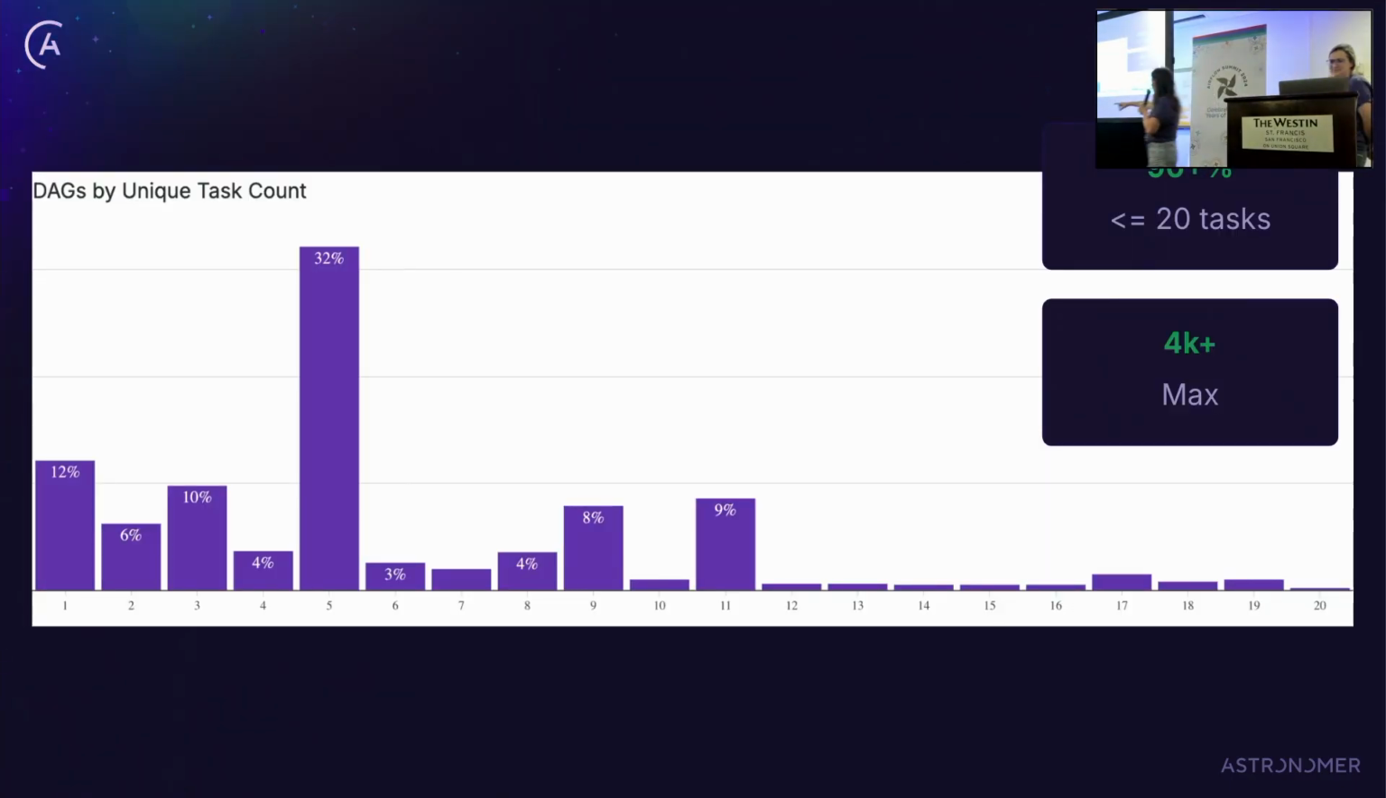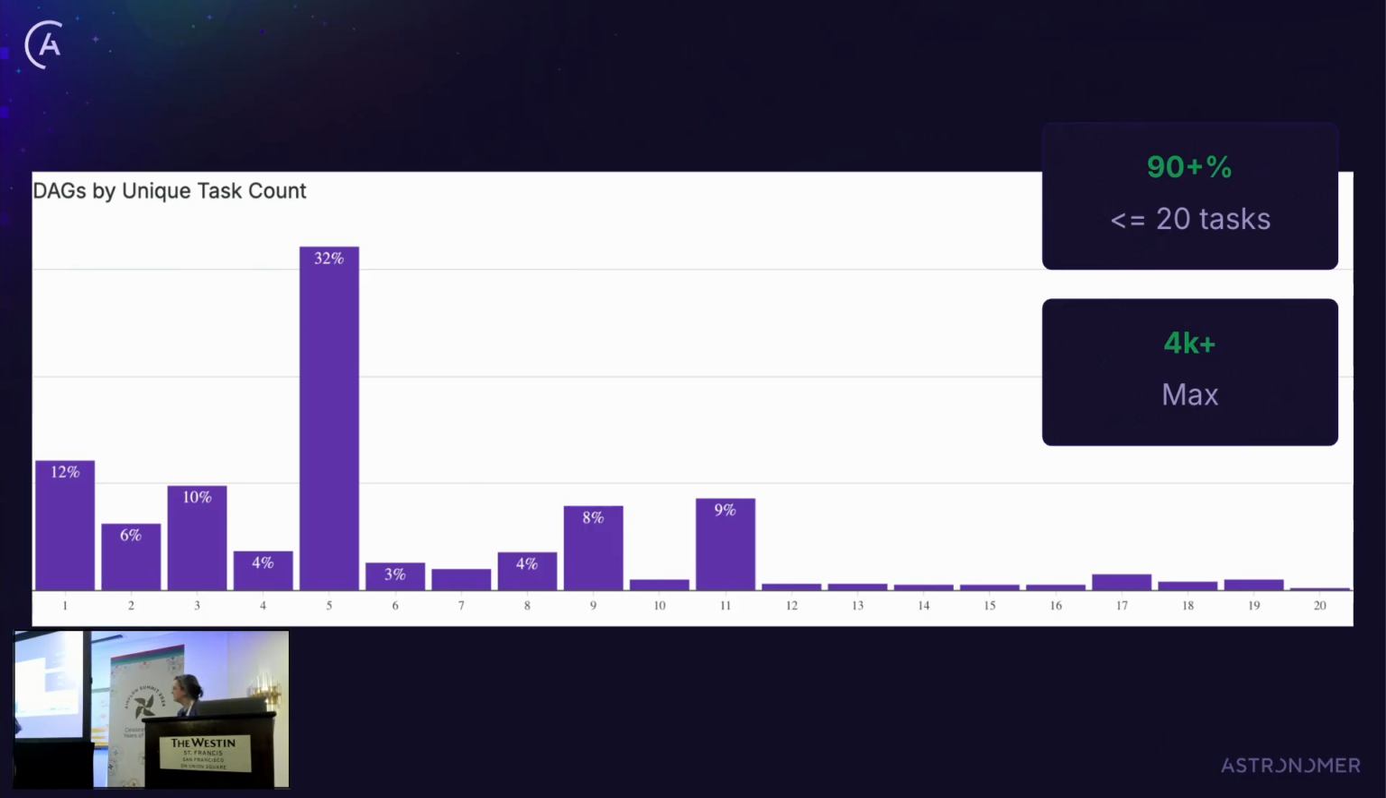I thought that graph was interesting. You have almost a third of DAGs that have exactly 5 operators. So that's really the winner. But most interestingly, you have 90% of the DAGs that have less than 20 tasks. Of course, you have outliers. Our maximum within our customer base is more than 4,000 tasks. I'm curious to see what the Airflow UI looks like on that DAG.